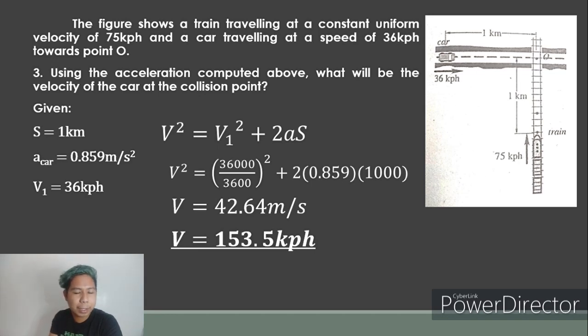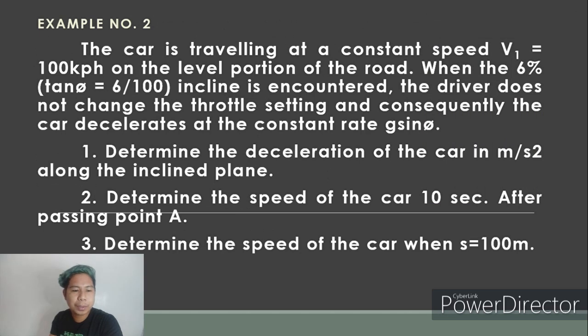Let's take another example. Example number 2. The car is traveling at a constant speed of 100 kilometers per hour on the level portion of the road when the 6% or tan theta is equals to 6 over 100 inclined is encountered. The driver does not change the throttle setting and consequently the car decelerates at the constant rate g sine theta.